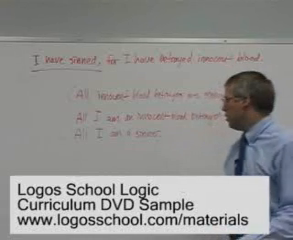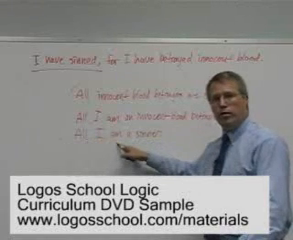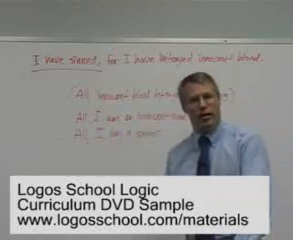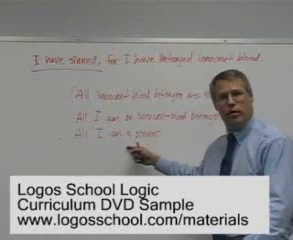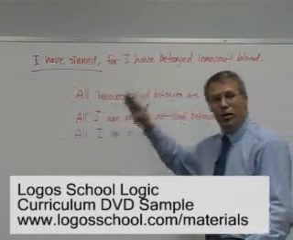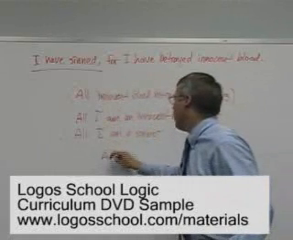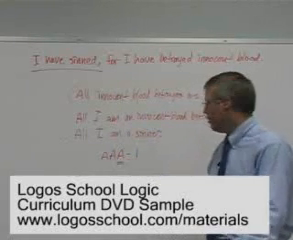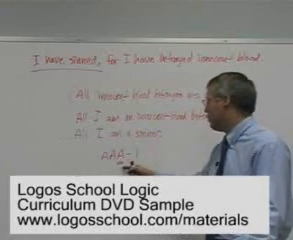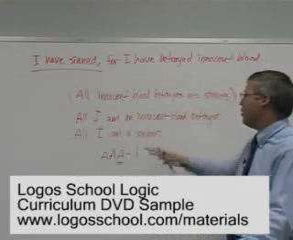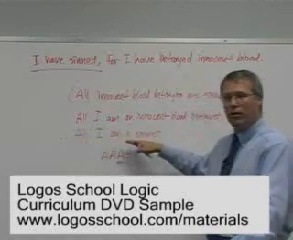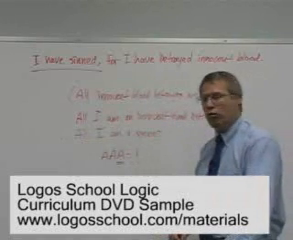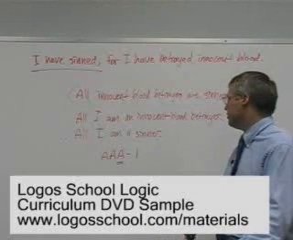Now, one thing you can note, my conclusion is a universal affirmative. The only form of syllogism that's valid with a universal affirmative conclusion is the AAA1. Only AAA1 has an A statement for the conclusion and is valid. So if your conclusion is ever a universal affirmative like this, you know you're going to have to run with an AAA1 for your syllogism.